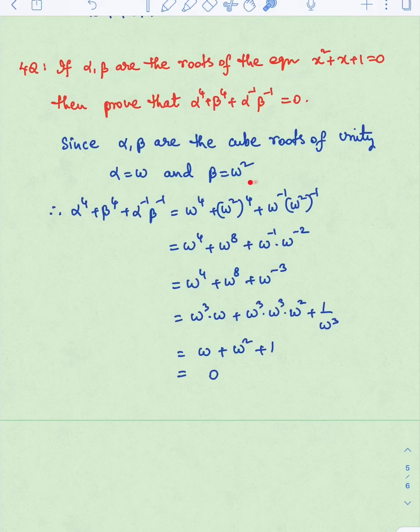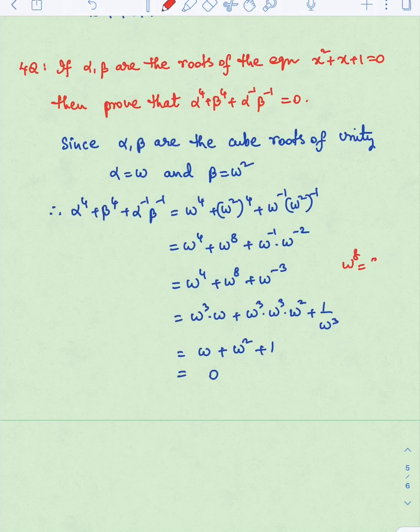That is, put omega and omega square in place of alpha and beta in LHS. So you get this step. Alpha is omega, beta is omega square. Alpha is omega, omega power 4, omega power 8, omega power minus 1 into omega power minus 2. Here it will be omega power 4, omega power 8, omega power minus 3. And it is omega cube into 1, it is omega cube into omega square. There are omega cubes in it.